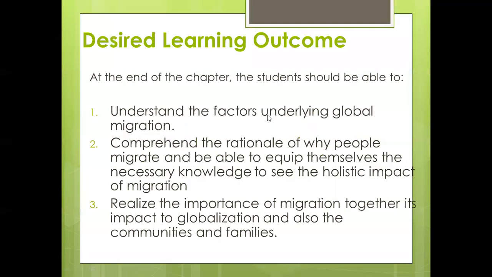For this session, we have the following desired learning outcomes. As students, you should be able to understand the factors underlying global migration. Second, you have to comprehend the rationale of why people migrate and equip yourselves with the necessary knowledge to see the holistic impact of migration, and realize the importance of migration and its impact on globalization and also on communities and families.